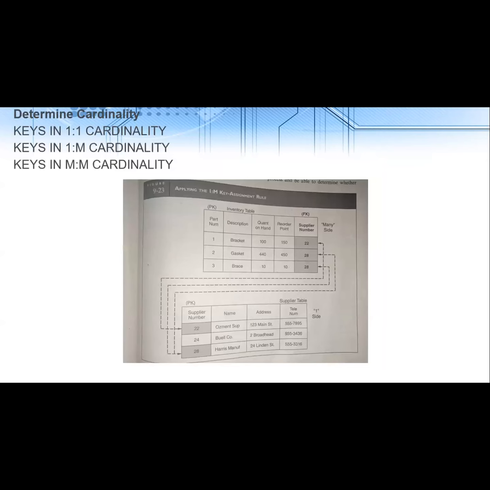Determine cardinality. Keys in 1-to-1 cardinality, keys in 1-to-M cardinality, and keys in M-to-M cardinality. Keys in 1-to-1 cardinality: where a true 1-to-1 cardinality exists between tables, either or both primary keys may be embedded as a foreign key in the related table.